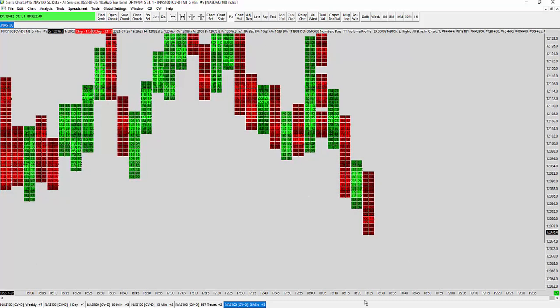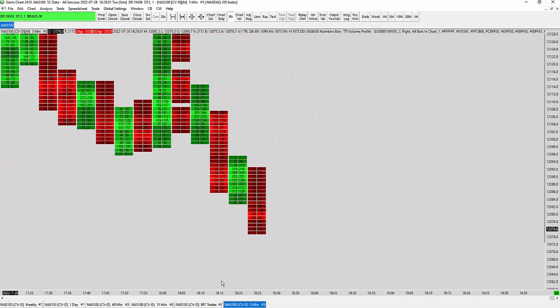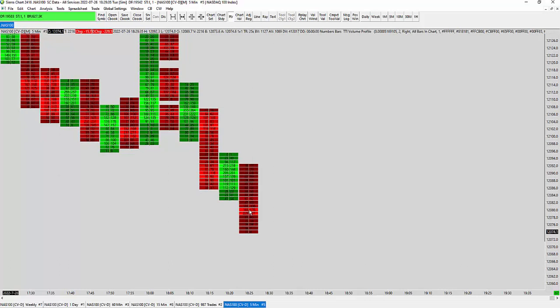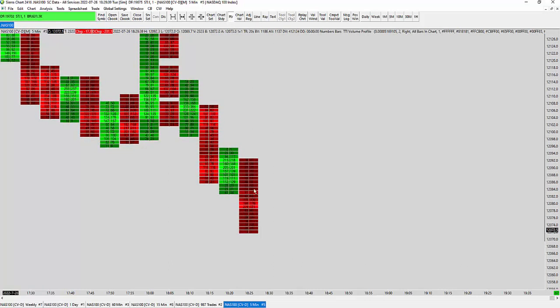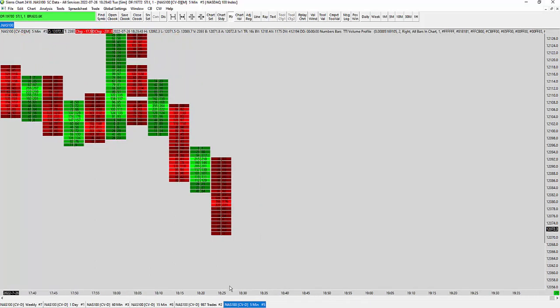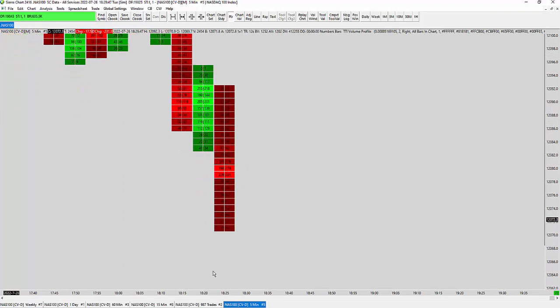This is your bid and ask bar, a 5-minute bar. You notice how the columns are different in shades, in thickness, and in the number of contracts inside them. And you notice the current price right now is moving and the numbers are changing. You see these numbers are changing here. This is the amount of buyers versus sellers.